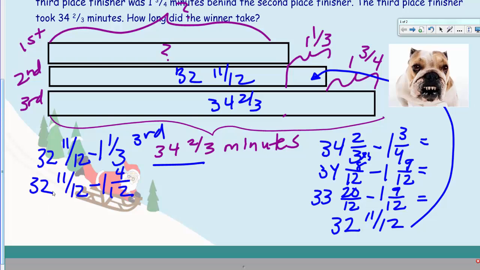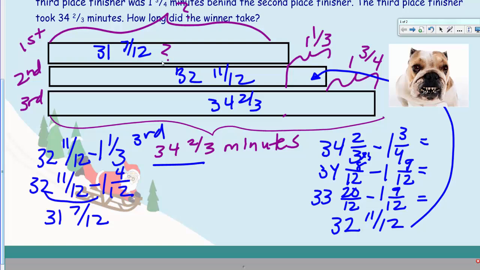Okay, now we can go ahead and subtract. Oh, is this going to be an issue? It won't. 11 minus 4 we can do. So let's do the 32 minus 1, which is simply 31, and then 11 minus 4, which is going to be 7. So now this one is going to be 31 and 7/12 minutes.